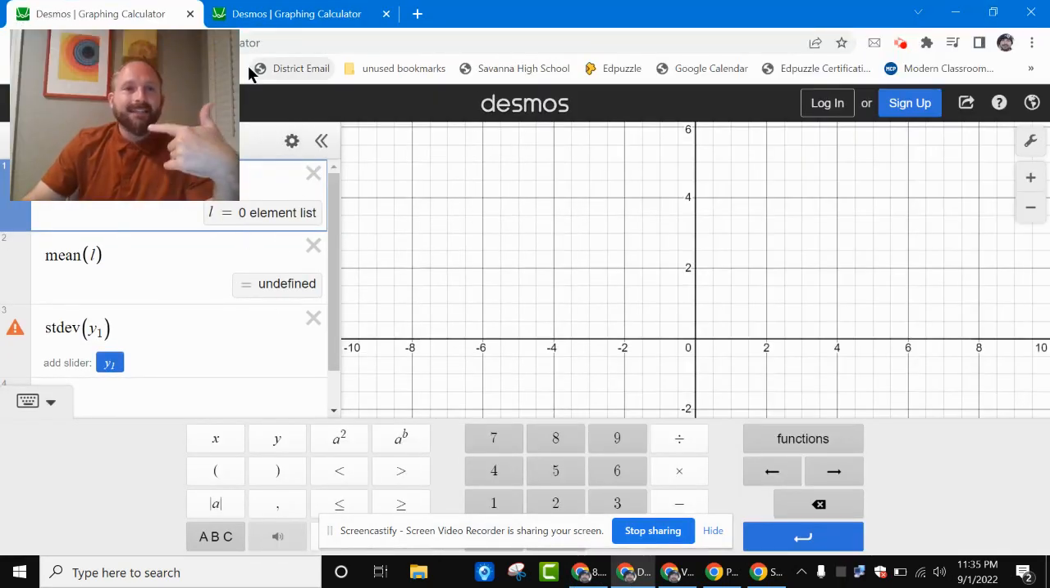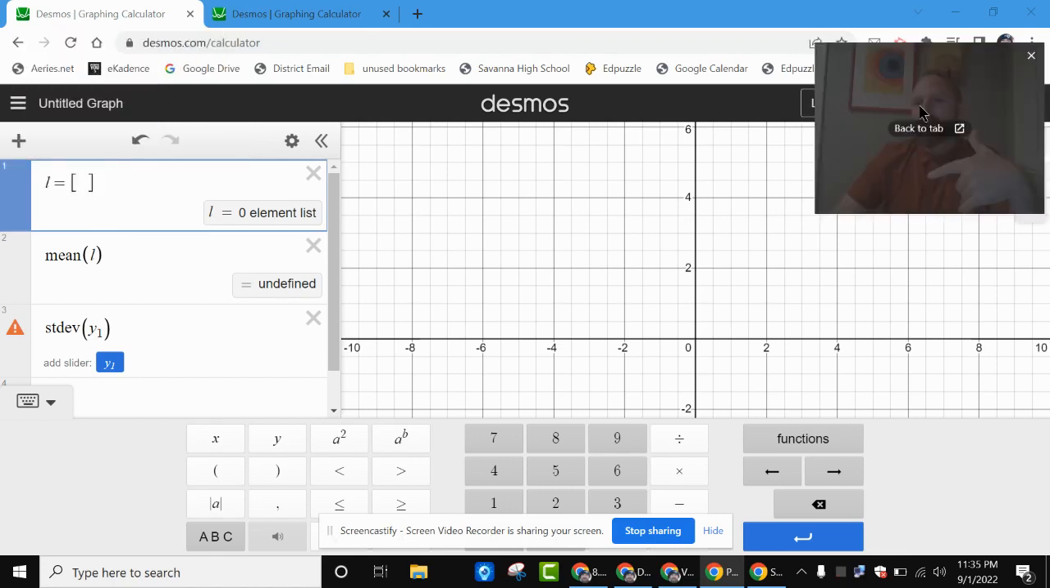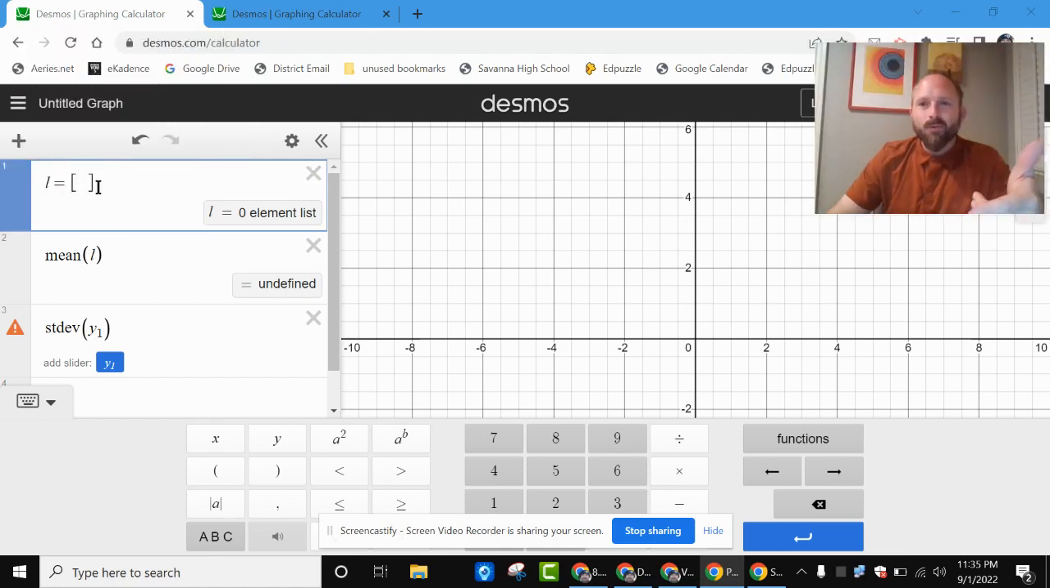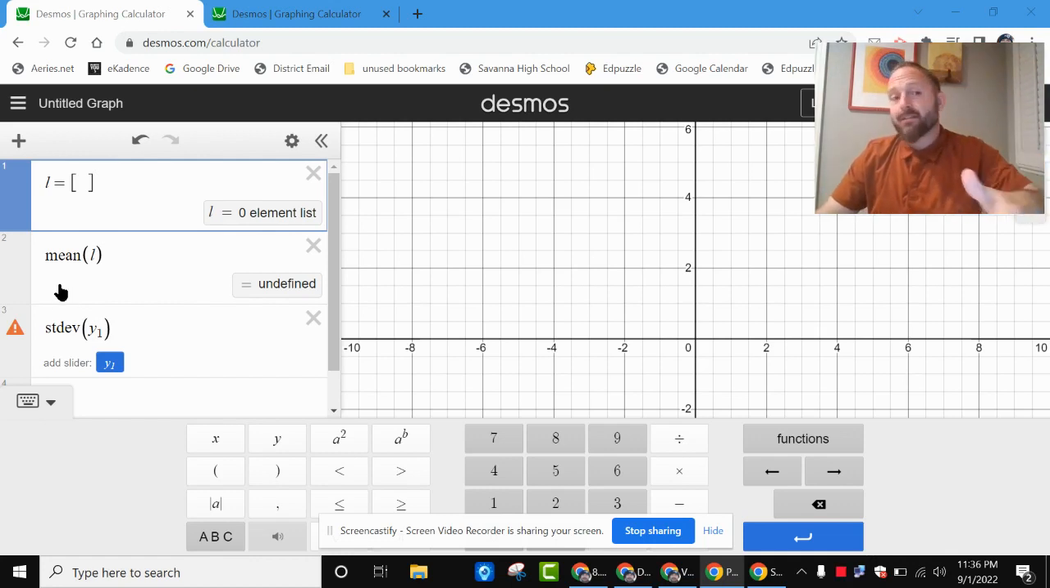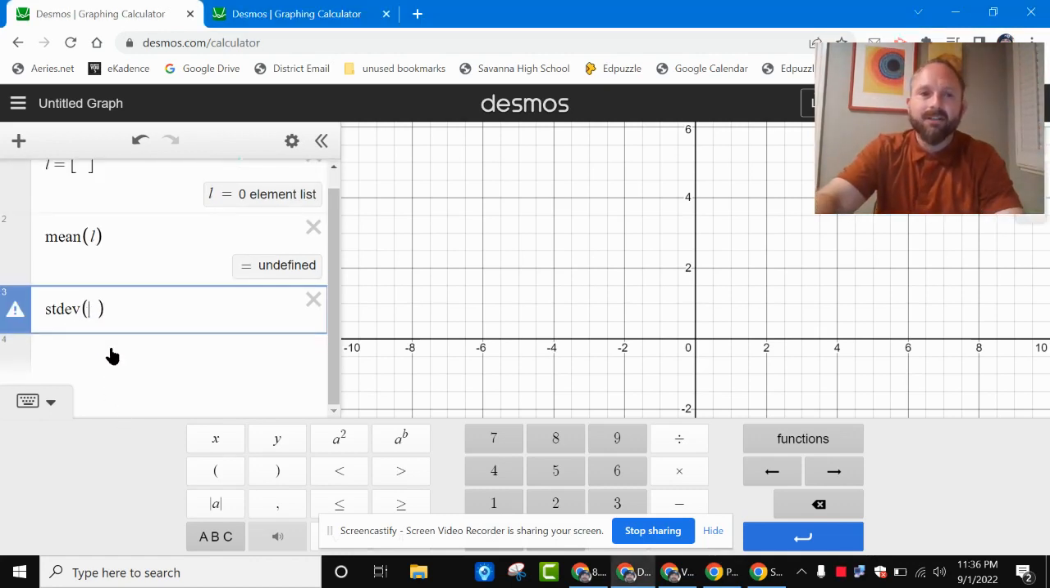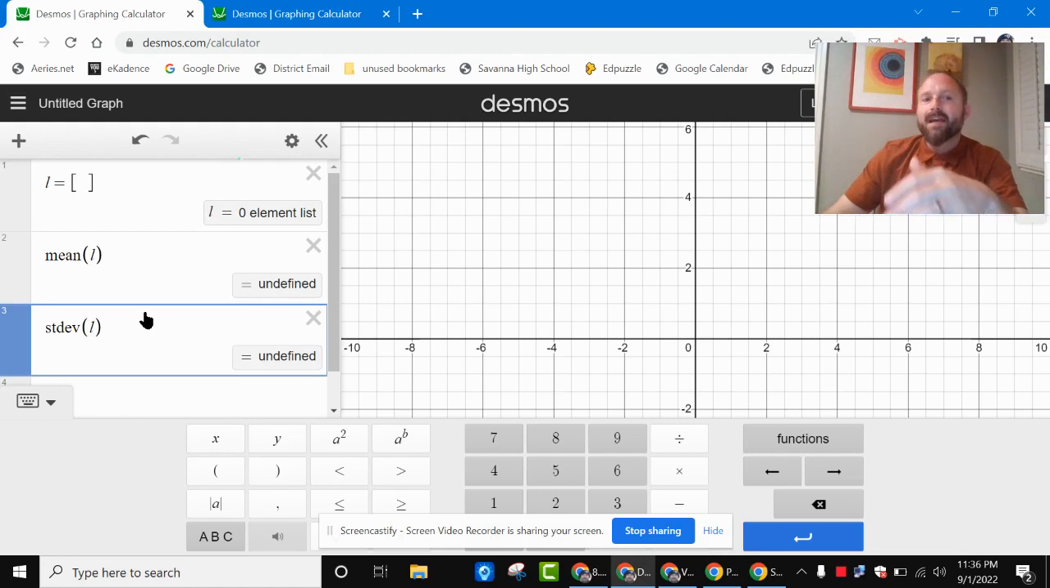You're going to take this data and you're going to have a list. So let's move this over here. L equals square brackets. This is saying, hey, I have a list. And this right here is, hey, I want you to find the mean of that list. And then this 3 right here is, hey, I need you to find the standard deviation of list L. We have 2 commands. This is like programming right here. I want you to find the list L mean, and I want you to find list L standard deviation.